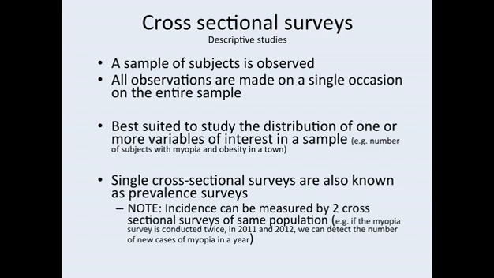We can also measure incidence by using cross-sectional studies. Suppose I conduct a survey in my town this year and estimate the prevalence of myopia, and repeat the same survey next year as well in the same town. I can now deduct the number of extra cases or new cases of myopia in the last 1 year, and thus I can deduce the incidence rate of myopia by conducting two cross-sectional surveys.